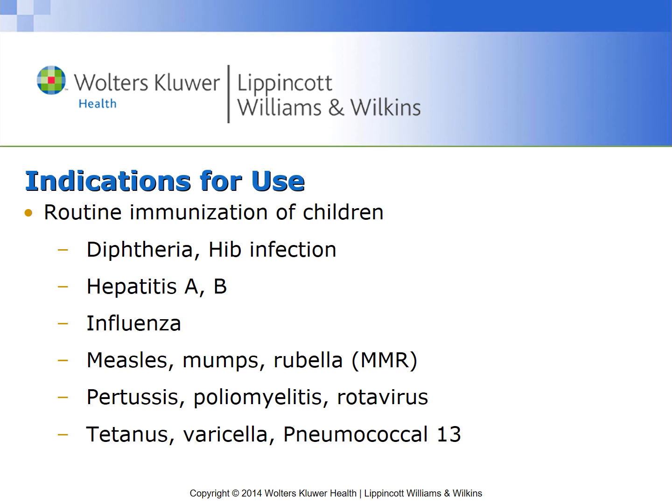Okay, so routine immunizations for children includes the diphtheria, the Hib or the Haemophilus influenzae B, hepatitis A and B, the influenza. We got the MMR, the measles, mumps, rubella. We got pertussis. We got polio, the rotavirus, tetanus, varicella, and pneumococcal. So these are your typical ones for children.